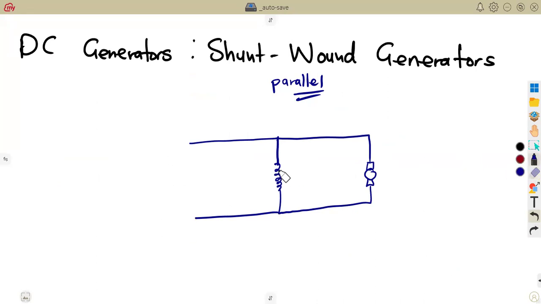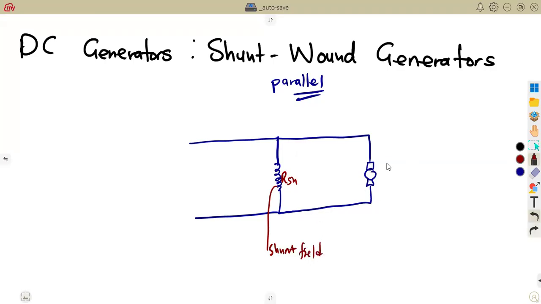So in this case, this is the shunt field. So this is going to be called RSH for the shunt resistance, since we are talking about what? The shunt field there. This is our shunt field.